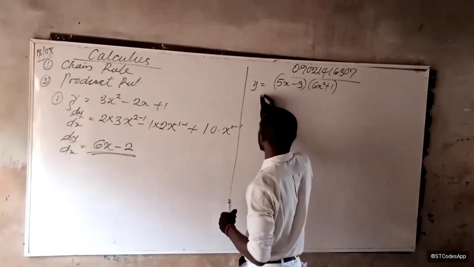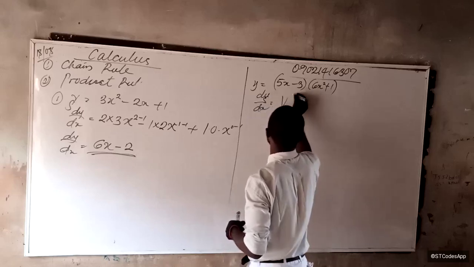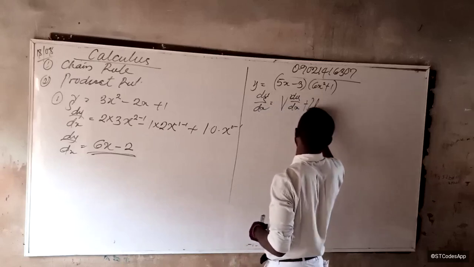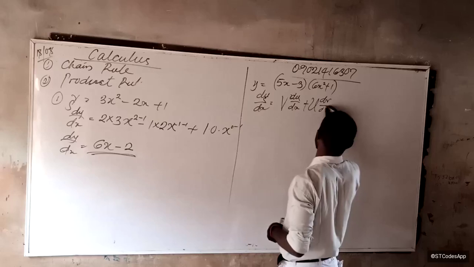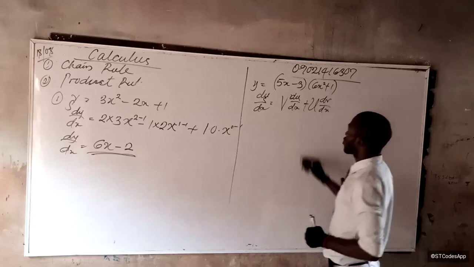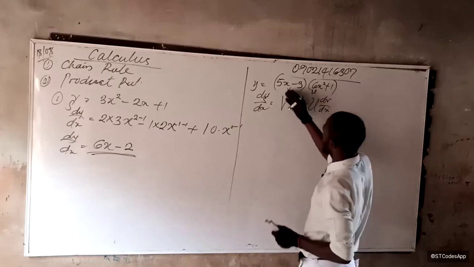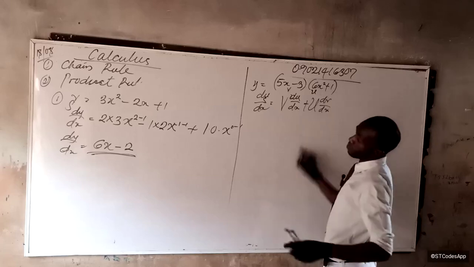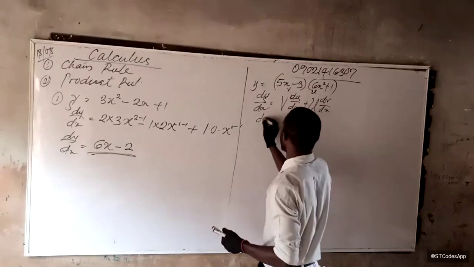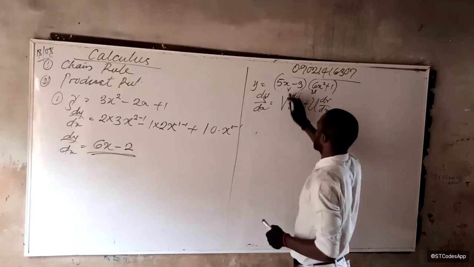Now, the product rule has a formula. The product rule says that dy/dx is given by v du/dx plus u dv/dx. So this is the formula for our product rule. Either way you put it, you can put u here and v here. Remember that addition is commutative, so either way you arrange it, you are correct. Now first let's spell out our u and v.